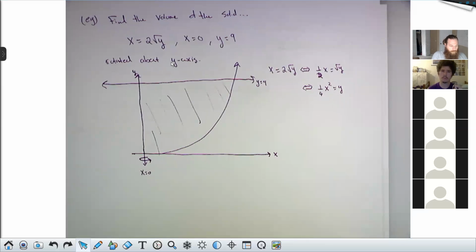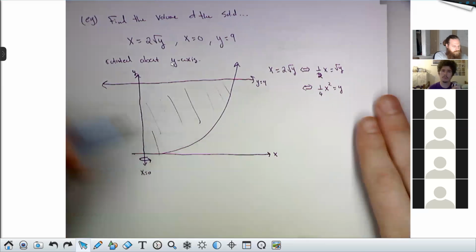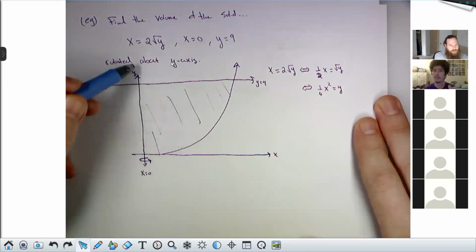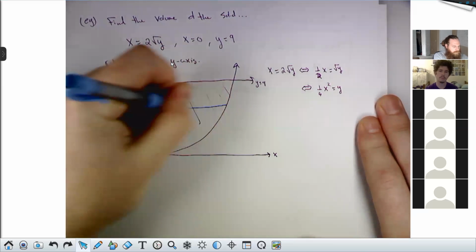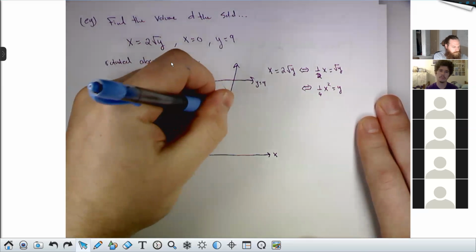So we're using our disk washer method. My axis of rotation is this vertical line. So I need to come in here and draw my strip perpendicular to the axis of rotation.